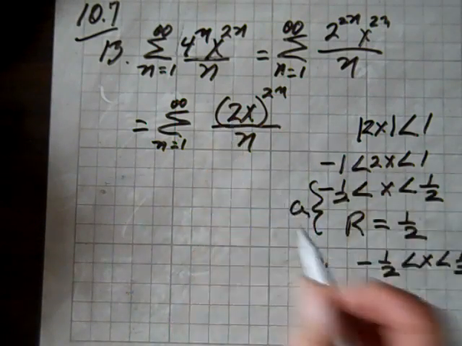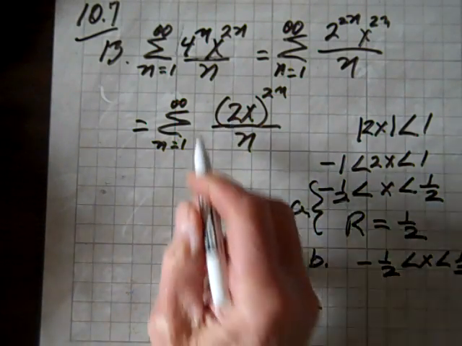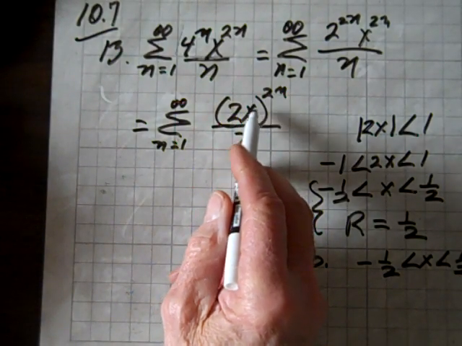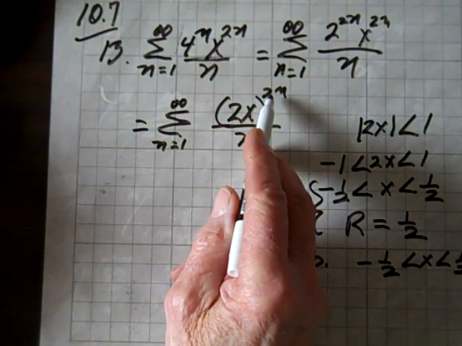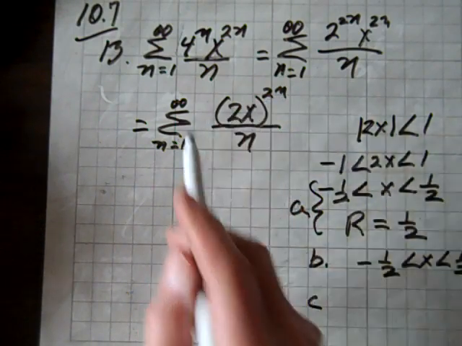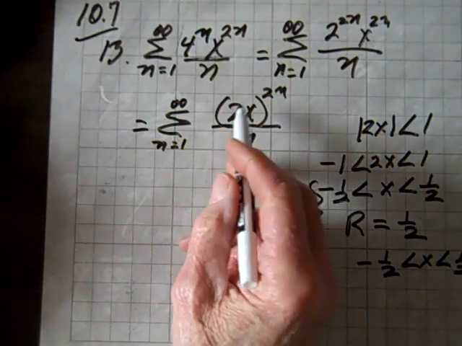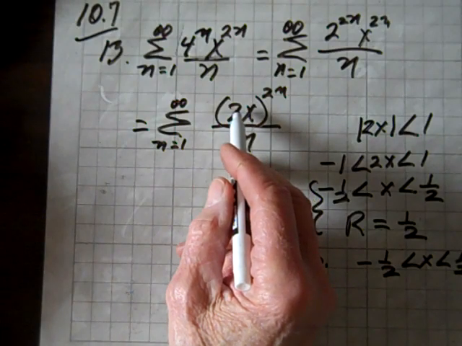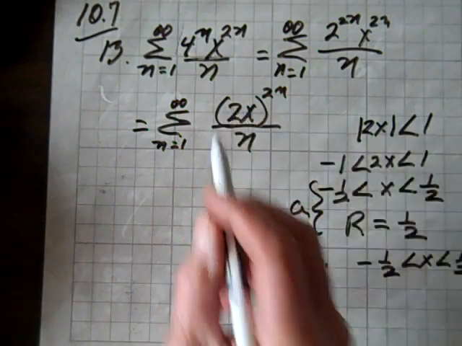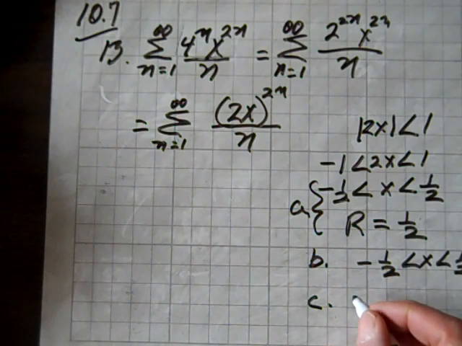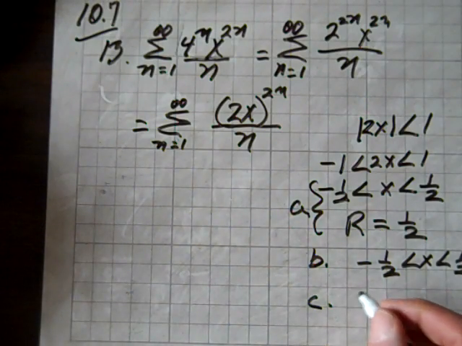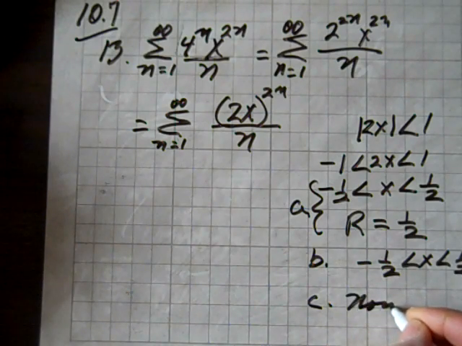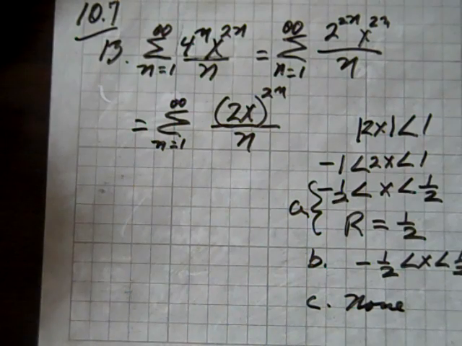On the other hand, if we let x be -1/2, we'll have a -1. 2 times -1/2 is -1. But then we square that. We raise it to the 2nth power. So ultimately, this numerator will always be positive, even at -1/2. And so consequently, on what interval or for what value does it converge conditionally? None. There is no value for which it converges conditionally. And we are done.